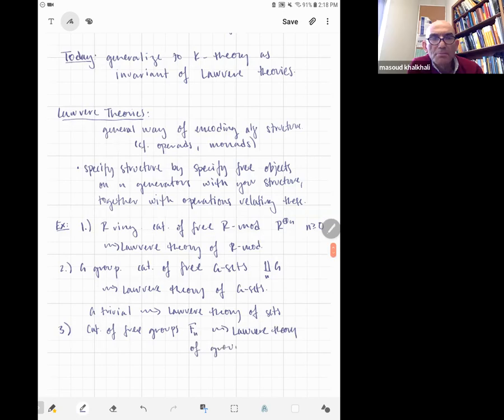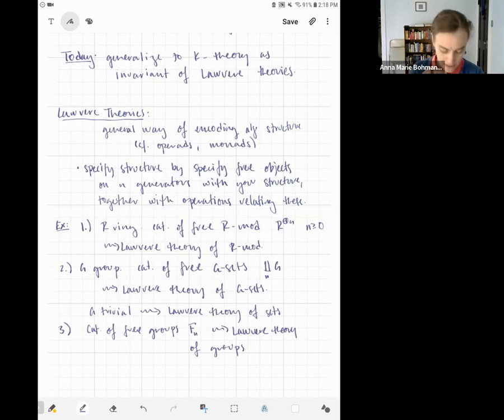Sorry, may I ask a question? Yes. So in the case of set theory, for example, how different is it from usual set theory? In the case of set theory, like in the example where G is the trivial group, let me say one more thing about how these are encoding stuff, and then maybe I'll try to answer your question then.